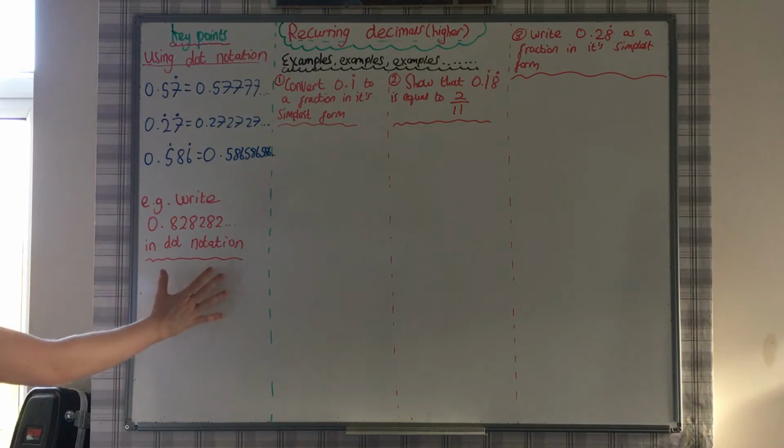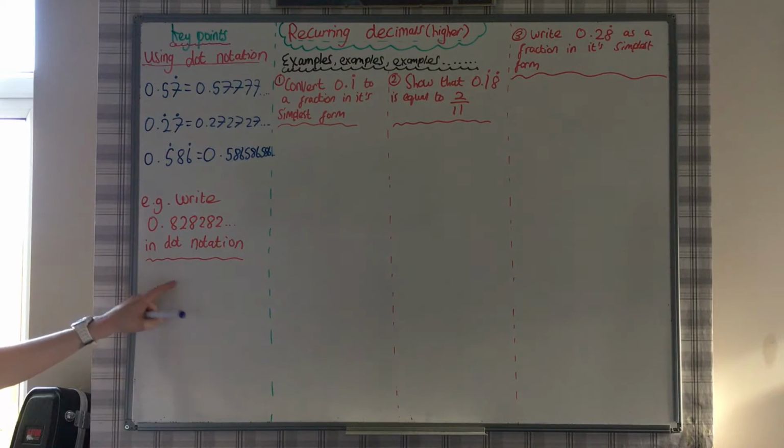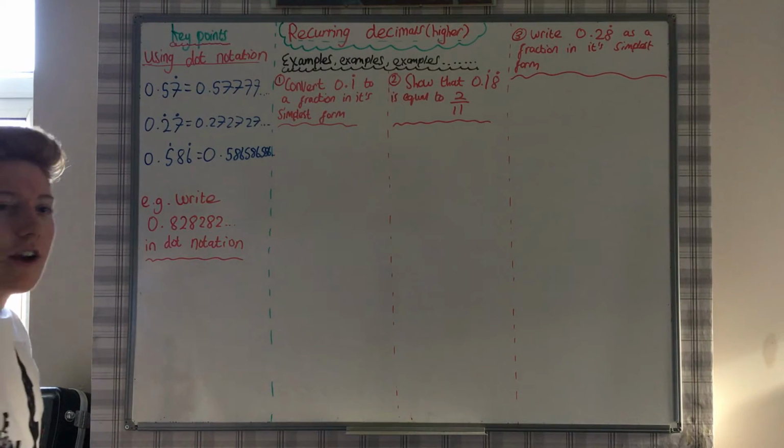For example, if you want to try this one at home just to see if you've understood that, write 0.828282 and so on in dot notation. Just pause the video and have a go.